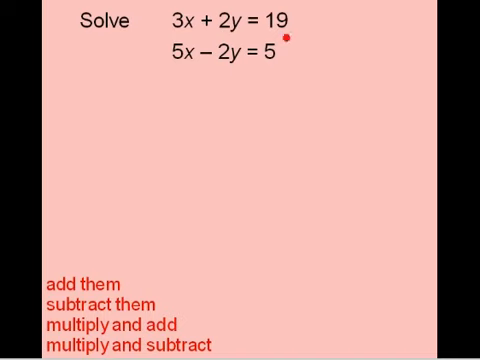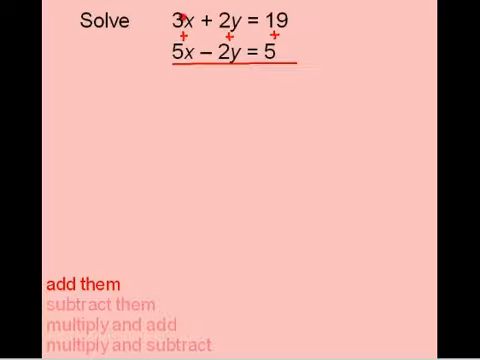To get rid of the x's or the y's, I'm going to use one of my 4 techniques. Looking carefully at these two equations, I can see that if I add them together, then the plus 2y and the minus 2y will cancel each other out. So, I'm going to add them, and this will get rid of the y's. So, I'm going to add here, here, and here. So, 3x plus 5x is 8x, plus 2y plus minus 2y cancels out, so I have nothing. And 19 plus 5 is 24.